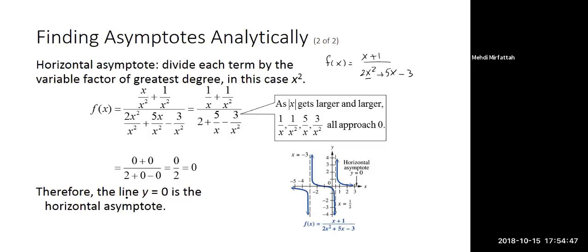Therefore, the line y equal to 0 is your horizontal asymptote. That's how you find your horizontal asymptote. If you do all this and you get 2 here instead of 0, then y equal to 2 would be your horizontal asymptote. So remember, for the vertical asymptote, we only look at what we have at the bottom of the fraction. We took this polynomial and let it equal 0. But for the horizontal asymptote, we use this method here. So y equal to 0 would be your horizontal asymptote.